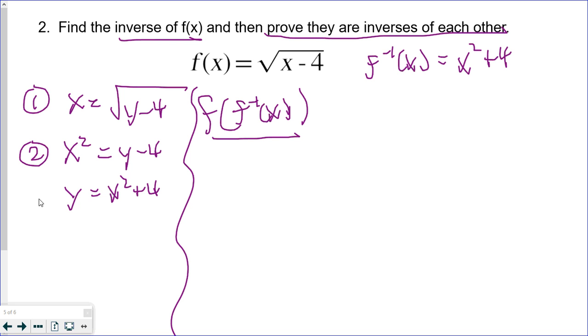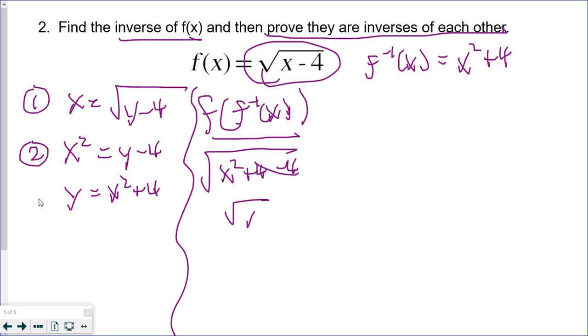So what that looks like is everywhere I see an x in this original equation here, I'm going to plug in x squared plus 4. So that's going to be the square root of x squared plus 4 instead of x minus 4. And that's so much easier than the last one because look, 4 minus 4 cancels, and you're left with the square root of x squared, and the square root of anything squared is just what you started with. So that function composition simplifies down to x.